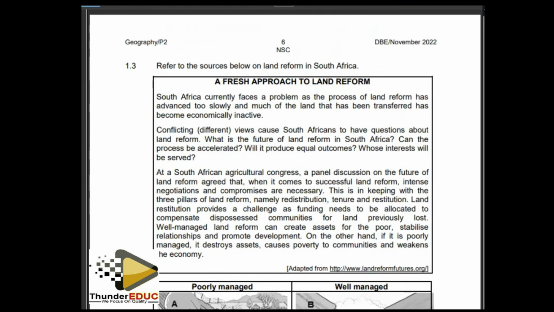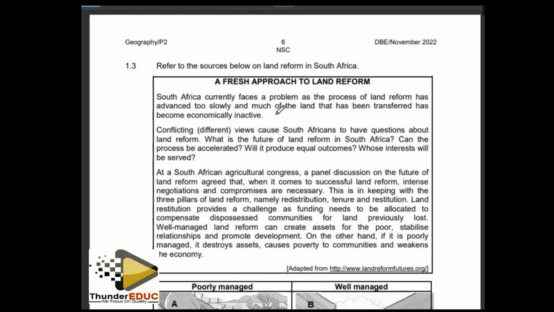We go to 1.3. They say refer to the source below on landform in South Africa. So what do we always do? We read the source and understand it clearly. We even try to answer questions before seeing the source, before going back to the source to read nicely. We understand the source, we get to know what the source requires, then we answer. Let's see.